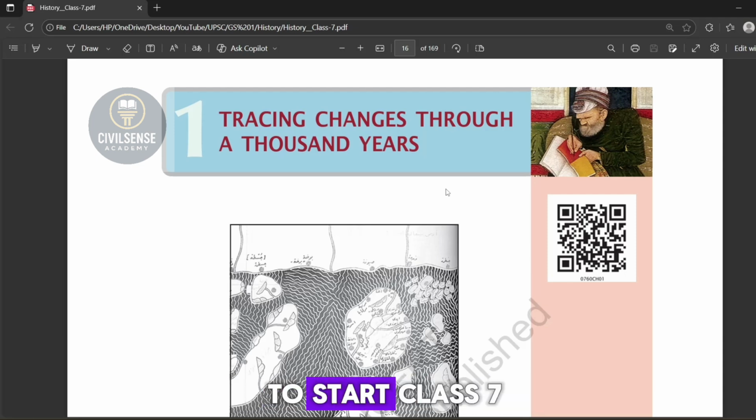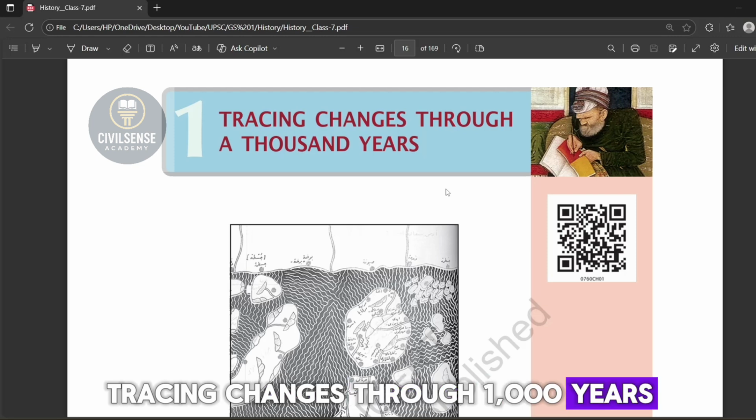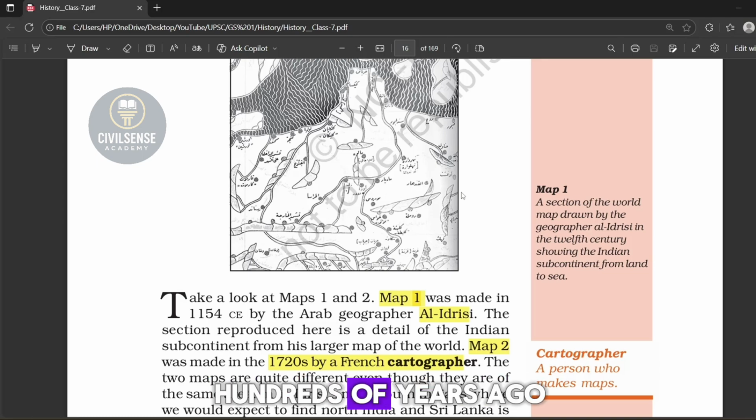Today we are going to start class 7 history. In this chapter 1, tracing changes over 8,000 years. In this class we will begin with something very interesting, that is maps, and the way people saw our world and our country hundreds of years ago.